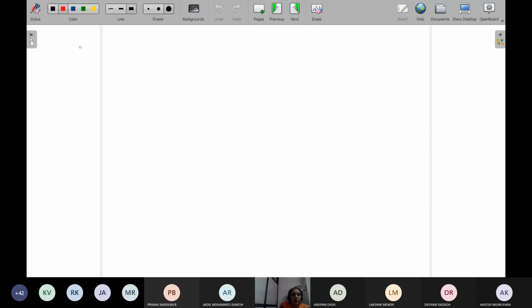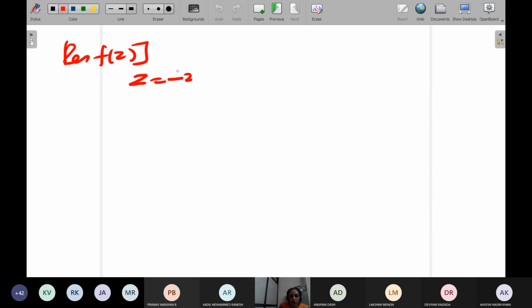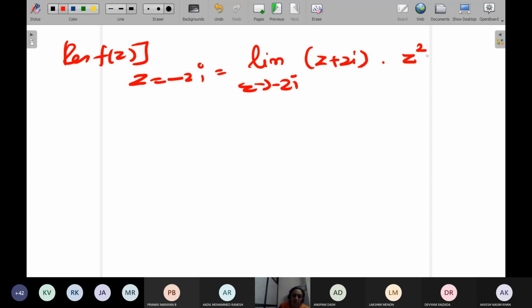Then the residue of the function f of z at z equals what we did? Plus 2i we did, so now we'll do minus 2i. Minus 2i is a pole of order 1. So we'll have the limit z tends to minus 2i, z plus 2i into f of z. What is your f of z? Z square minus 2z divided by z plus 1 the whole square into z plus 2i into z minus 2i. So z plus 2i and z plus 2i will be getting cancelled.